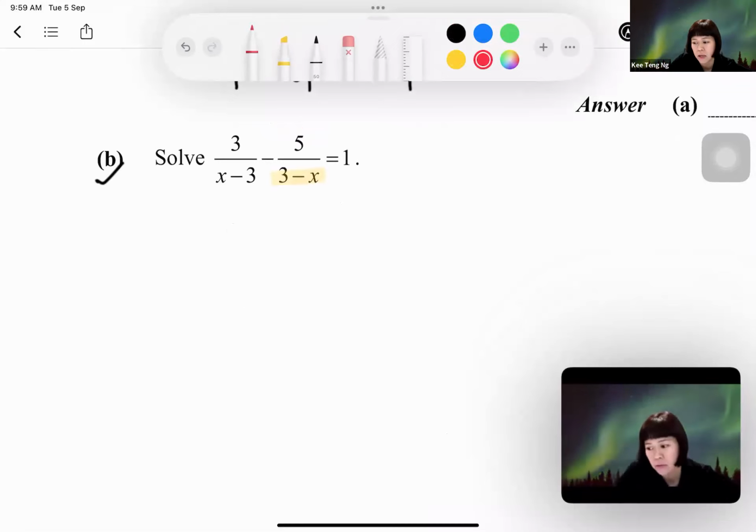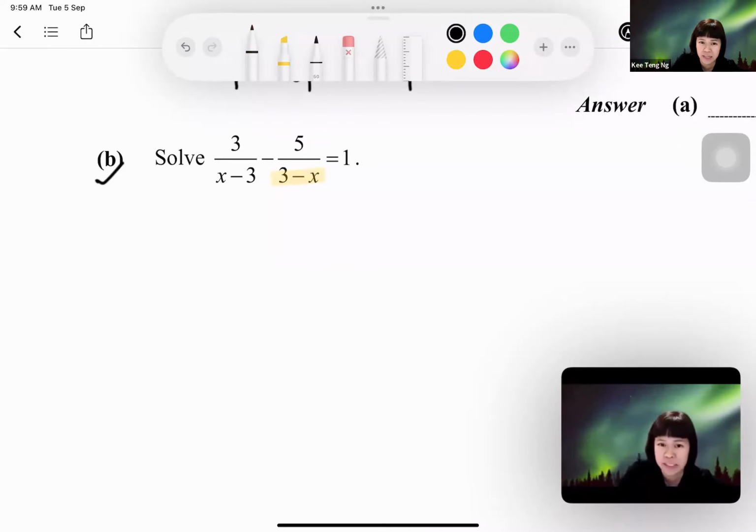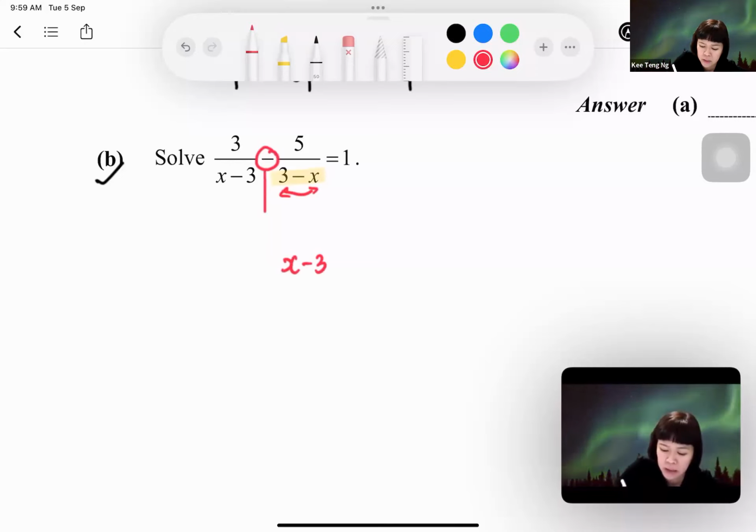Anyone? Quick, last question for the day. Nobody answers me, so I talk to myself. Okay, I want to make this the same. This is x minus 3. The other one is 3 minus x. So what can we do to change this to make it become x minus 3 as well? We can multiply by a negative sign. If I multiply by a negative sign, this one will become a plus, and then 5 over x minus 3. Yes, thank you. And this equals 1.